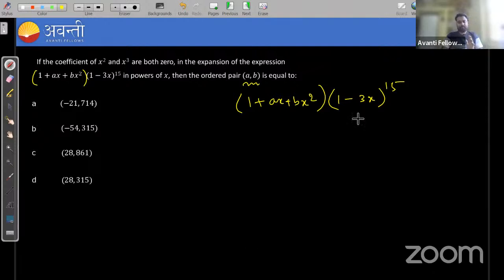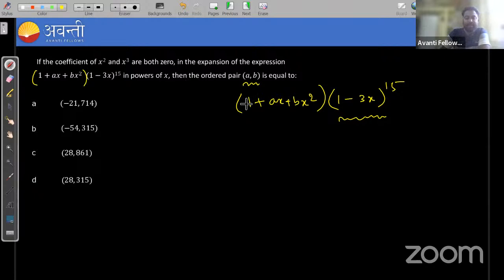See, here we have a binomial expansion, and along with it a quadratic expression is multiplied with the binomial expansion, right? So how can we solve this? In the previous class also we solved similar questions where the coefficients of some terms are given and you need to find values like a and b, or p and q.